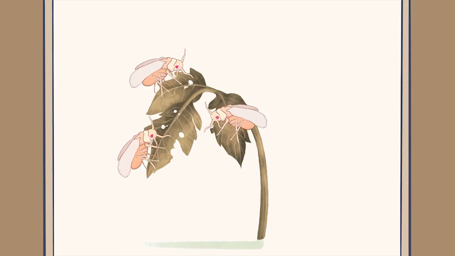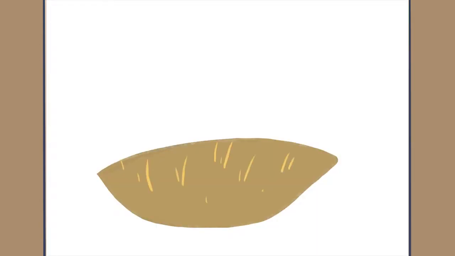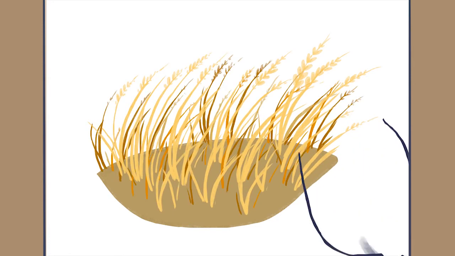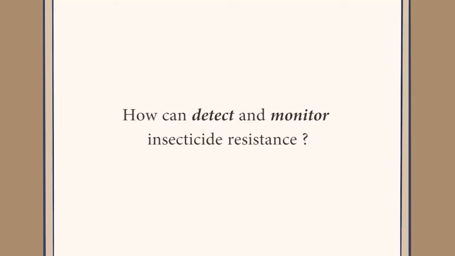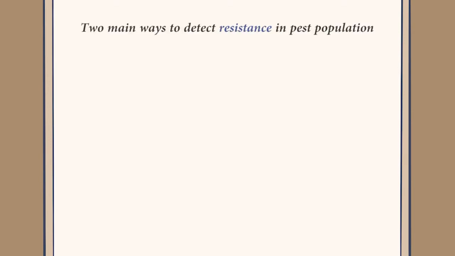resistance rapidly. One way we can combat the emergence of insecticide resistance in pest populations is to use resistance monitoring programs. These aim to establish the sensitivity of pest populations to insecticides used for control. However, to do this, we need to be able to detect resistance in the field. So how can we detect and monitor insecticide resistance? There are two main ways to detect insecticide resistance in pest populations. The first uses an approach called insecticide bioassays.